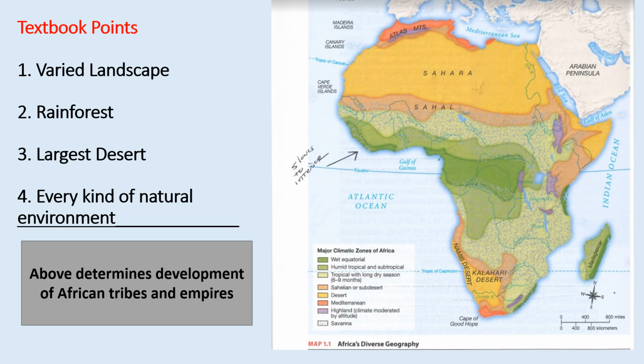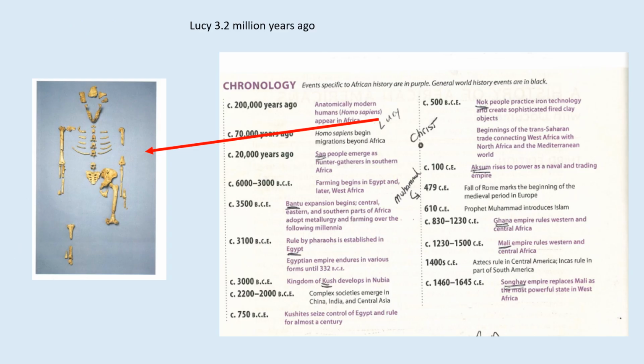Now we're transitioning to some of the points that are made in the textbook, which are on the same theme. The varied landscape, the rainforest, the large desert, all of these variables are going to determine the development of African tribes as well as empires. This timeline addresses some of the issues that we will address later on. I'm circling the empires that we will start to address in later classes. And I did mention Lucy, where you're seeing some of the first human remains recorded in human history.